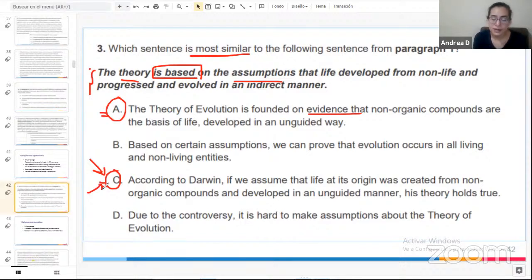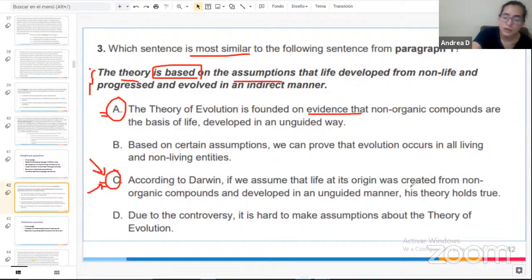It has the same content. If we assume that the origin of life developed from non-organic compounds, aka non-life, and developed in an unguided manner, or progressed and evolved in an undirected manner, this theory holds true. So it's the same, but the approach is different, because in option C, it's not really about what the theory is based on. It's about something completely different.